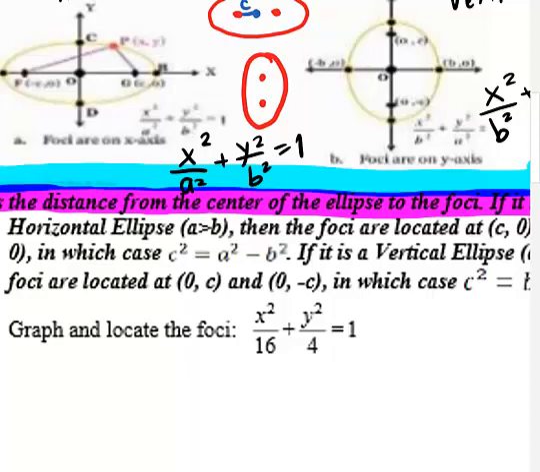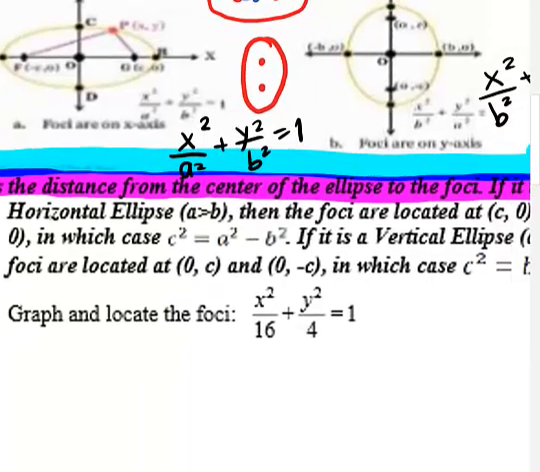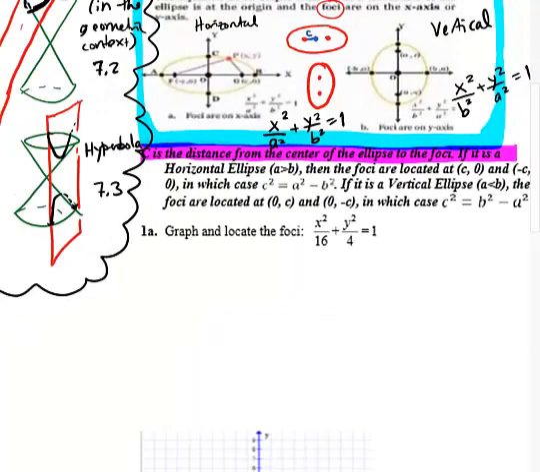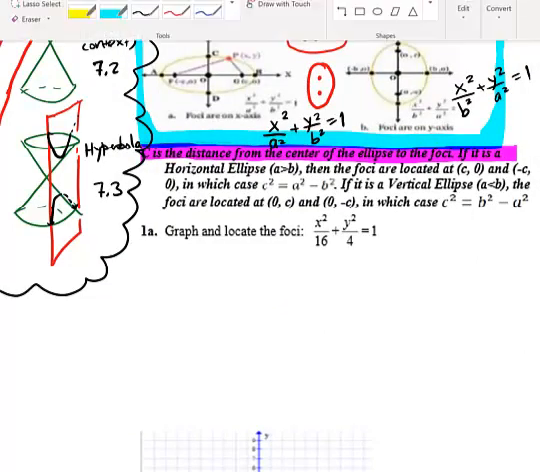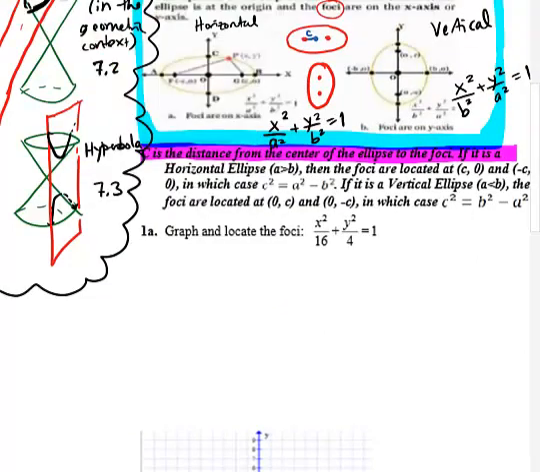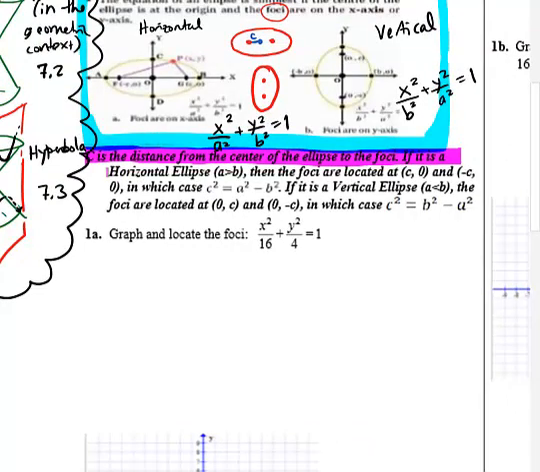And I think they've outlined that in the picture that they drew too, but the red drawing that we've done is kind of simpler looking. So okay, then what else? If you want to find it, a horizontal ellipse means a is bigger than b. Then the foci are located at (c, 0) and (negative c, 0).